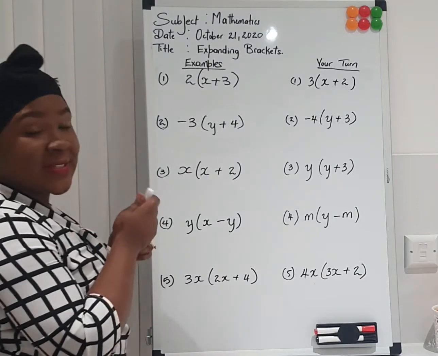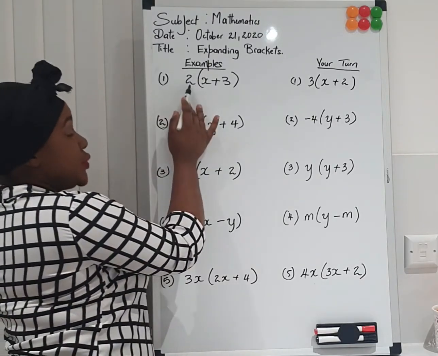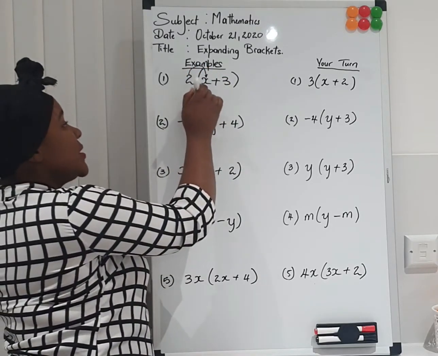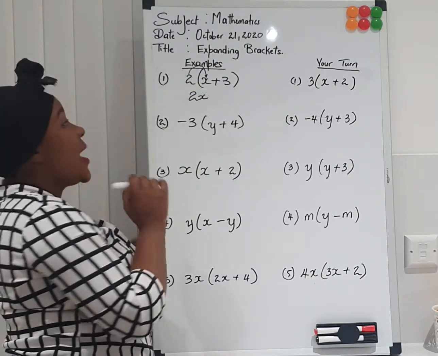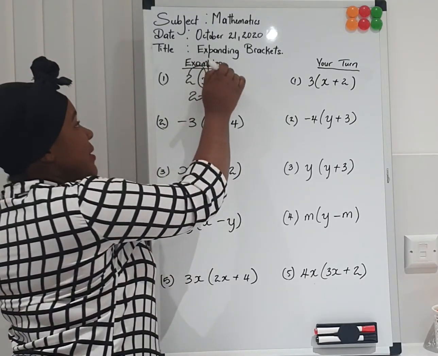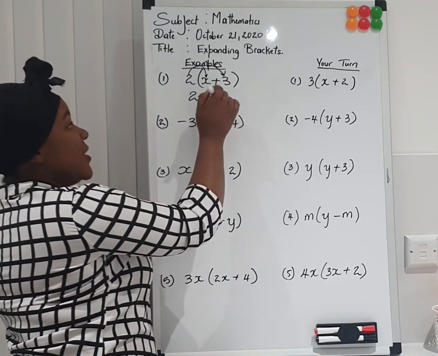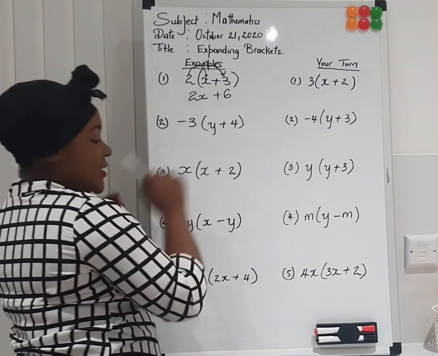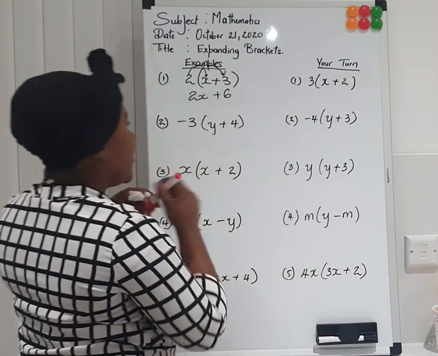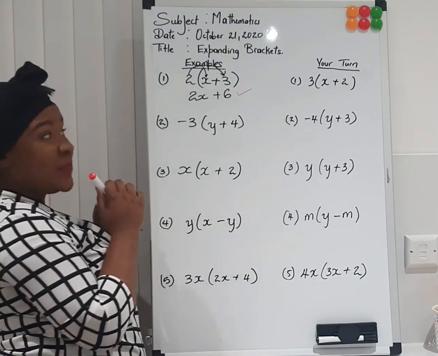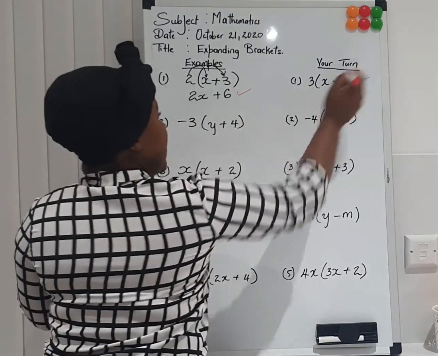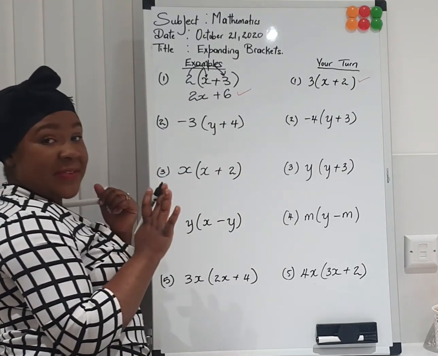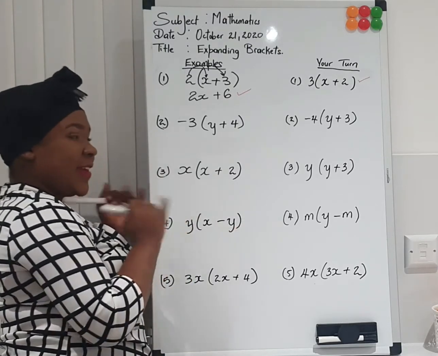So let's do the first example. So we have 2, and we're going to multiply the 2 times x, and that gives us 2x. Good? And then we're going to say 2 times 3, and that gives us positive 6. Good? And that is our answer right there. Good? Now you go ahead and do your turn. Alright? Remember, you can pause the video, complete the question, and then come back to the video.